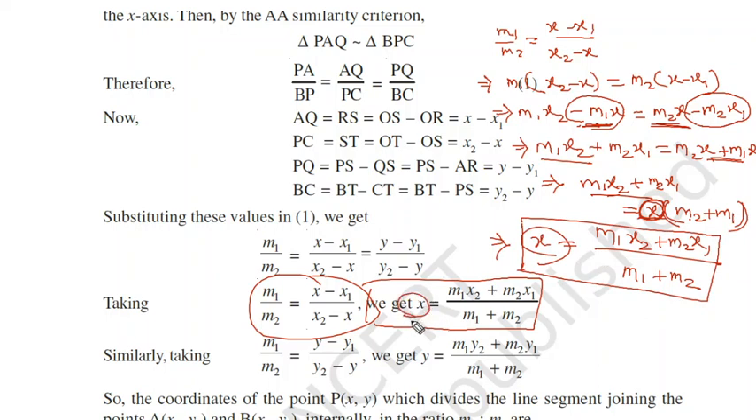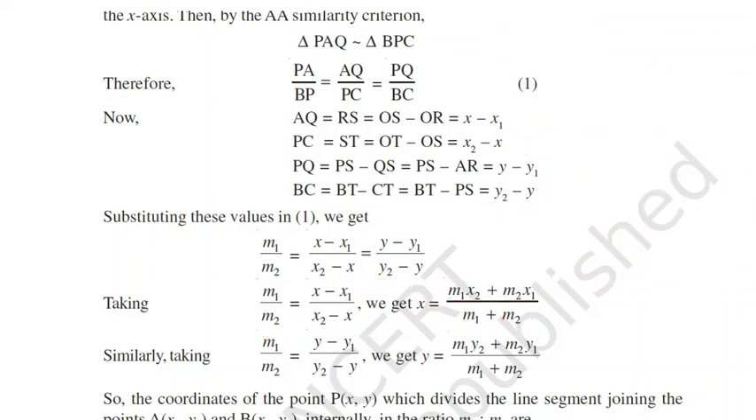Here also we have got it. x equal to m1 x2 plus m2 x1 divided by m1 plus m2. So this is the formula for x. So we have found x. Similarly, I am deleting it now.